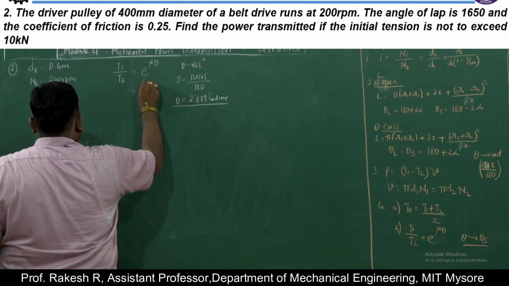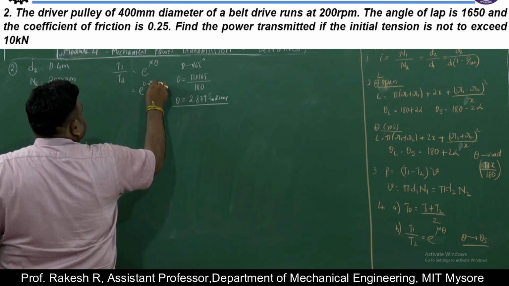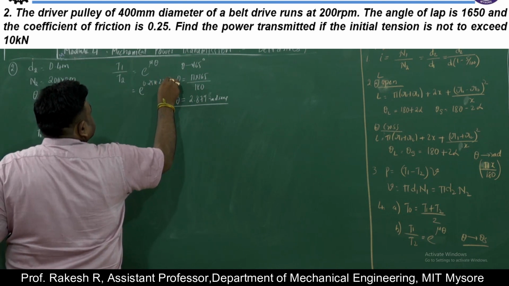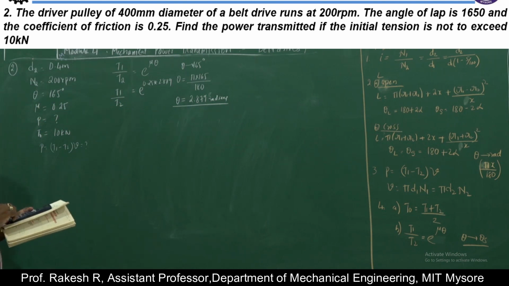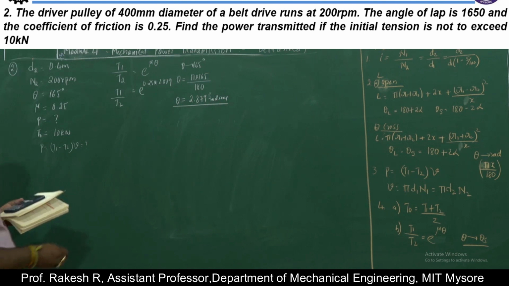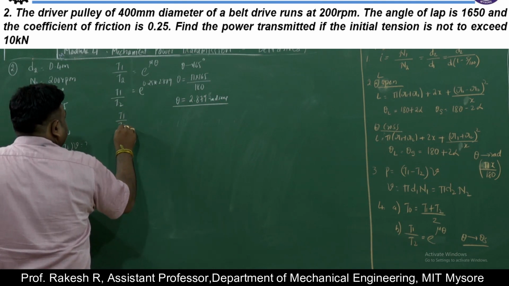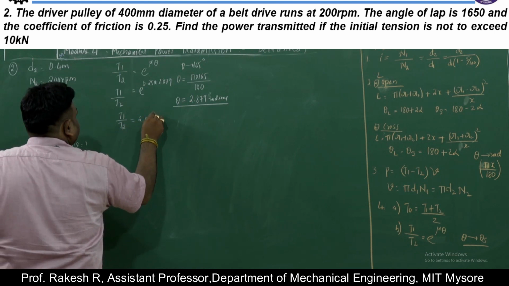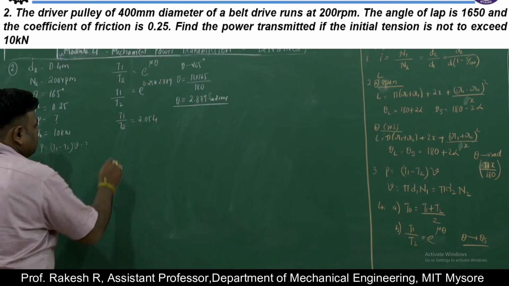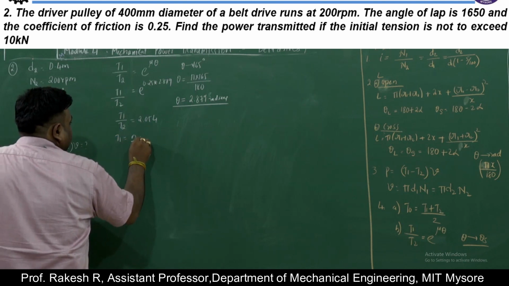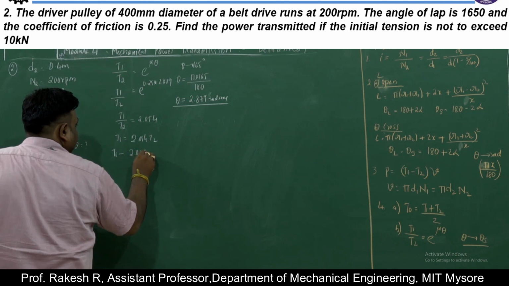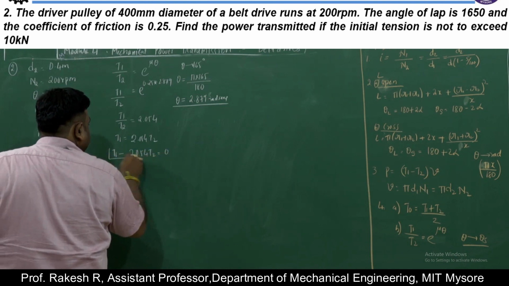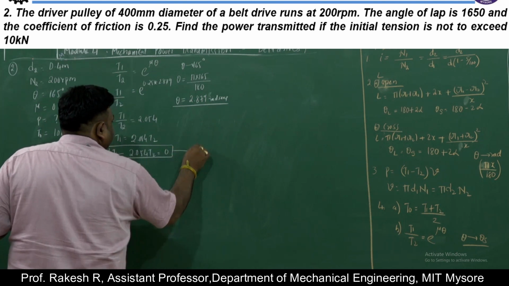Mu is nothing but 0.25. Theta is nothing but 2.879. Multiply these values, 2.879 into 0.25. Take e power of the answer. Then you will get T1 by T2 is equal to 2.054. You rearrange this. T1 is equal to 2.054 T2. So if I write like this, T1 minus 2.054 T2 equal to 0. Call this as equation A.